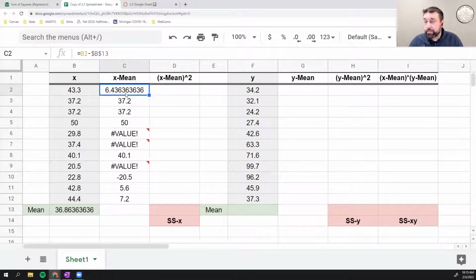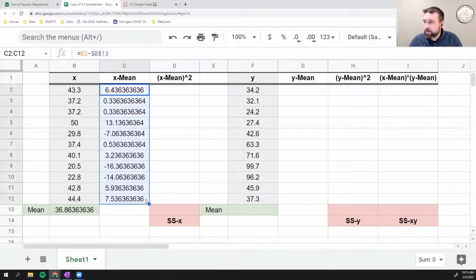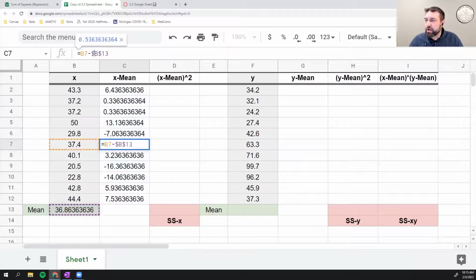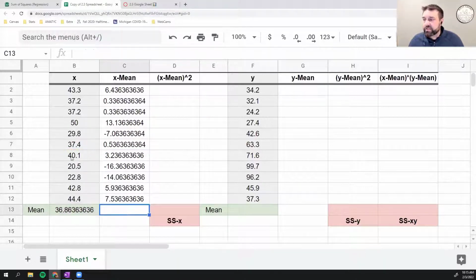And now, once again, I'm going to click on the cell. I get the square in the lower right corner. I'm going to click on that square and drag it down. And now I get nice numbers. Check that out. As I click on this cell here, you can see that it is taking the data point value 37.4 and subtracting the mean from it. And you can see that 37.4 is 0.5363 and so on above the mean.